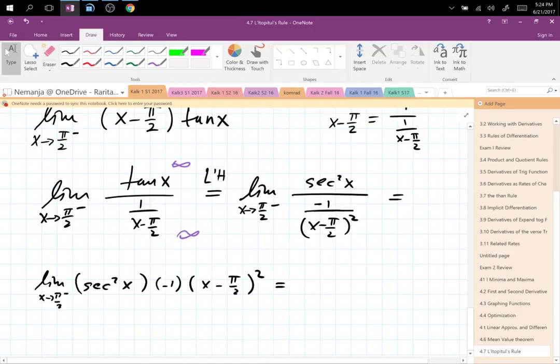All right. So now, what's secant of pi over 2? It's clearly 1, right? Secant is 1 over cosine. Cosine of pi over 2 is 1. 1 divided by 1 is 1. Awesome. Exactly. So we have 1 times -1 times 0 squared. Boom. Here we go.